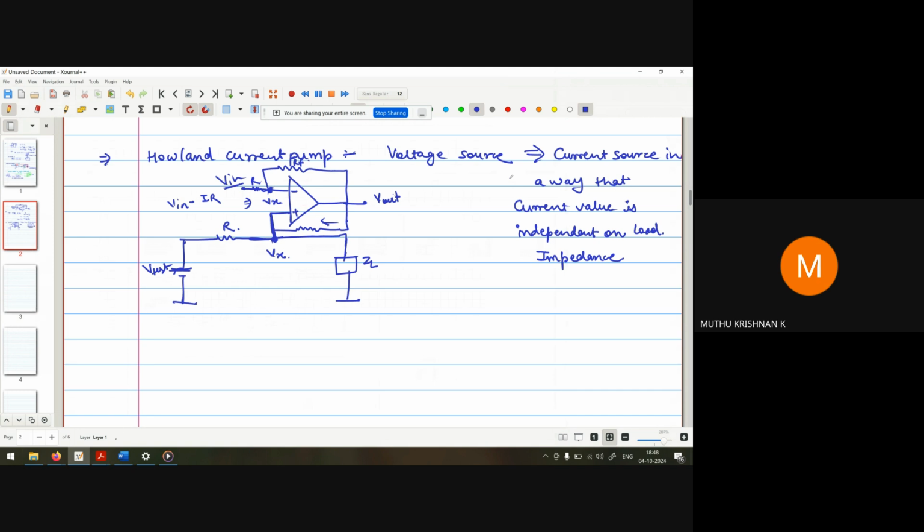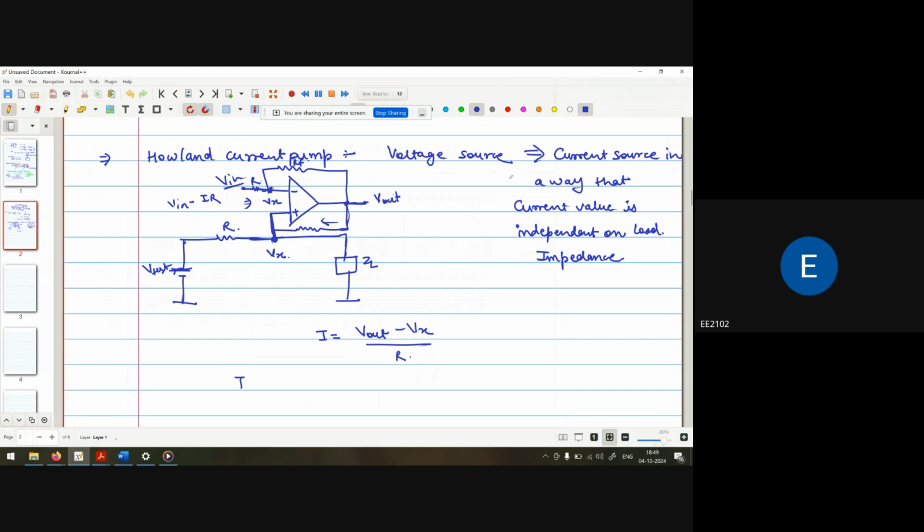V in minus Vx by R. V out minus Vx by R. Okay, because current is going this way, so this is the voltage V out, so this is V out minus Vx by R. So current I is nothing but V out minus Vx upon R.